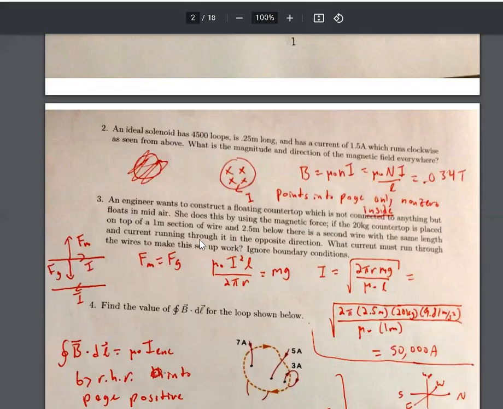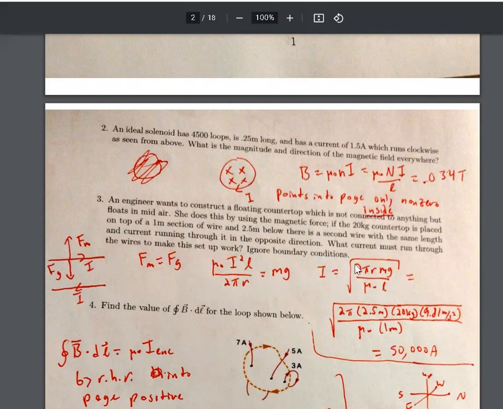But this time we were given a length, and we're just ignoring any boundary effects. In reality, this only works for really, really long wires or infinite wires. But if we just ignore the boundary effects, we can just multiply by the length. So this thing has to be equal to the weight of our countertop. We can solve for the current here just by isolating it.